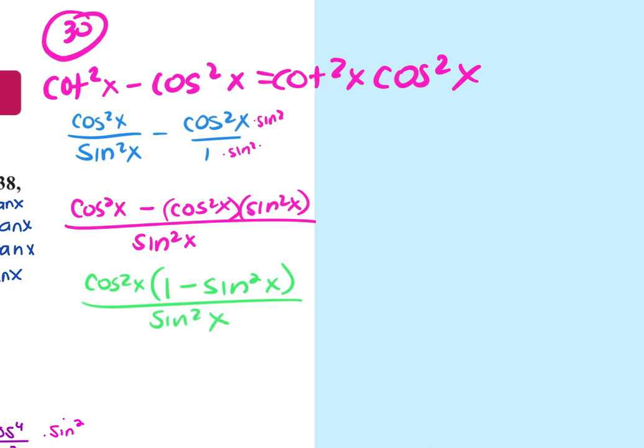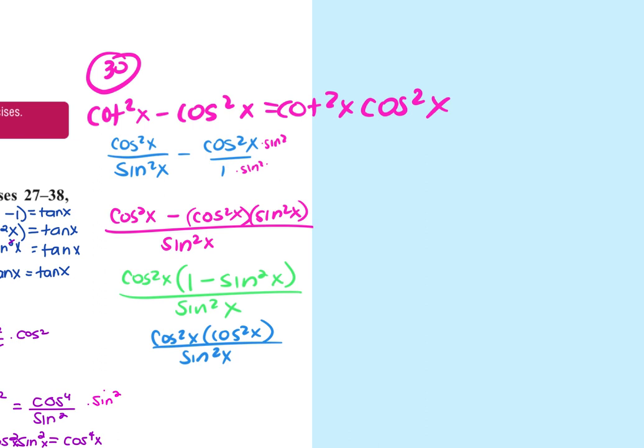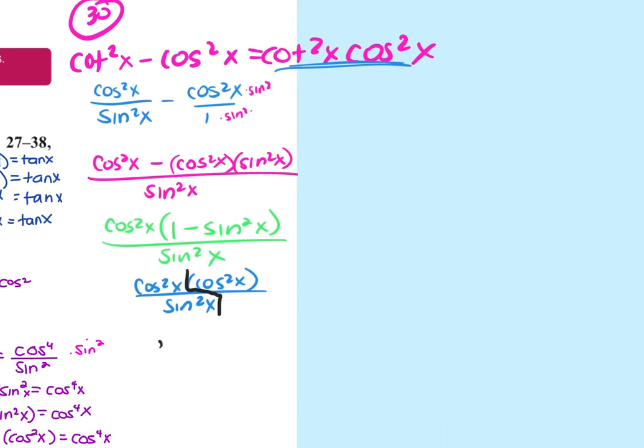And 1 minus sine squared x is what? Cosine squared x. And now I've got it down to one fraction. Keep checking over here. There's a cosine squared. If I just break this apart, so if it's a product, both don't get the denominator, only one does, then I can take that cosine squared over sine squared and I can make it cotangent squared times cosine squared.